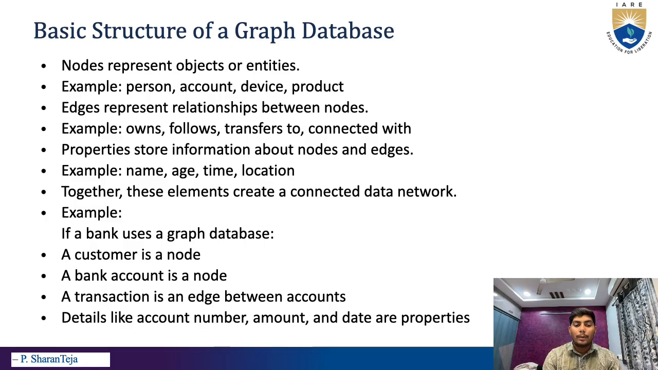And third one is properties. Properties store details like name, age, transaction amount, and date. Example, banking system. A customer is a node, a bank is a node, and a transaction is an edge, and amount and date are properties. Together, this forms a connected graph network. This structure allows quick tracing of relationships, which is both powerful and risky.